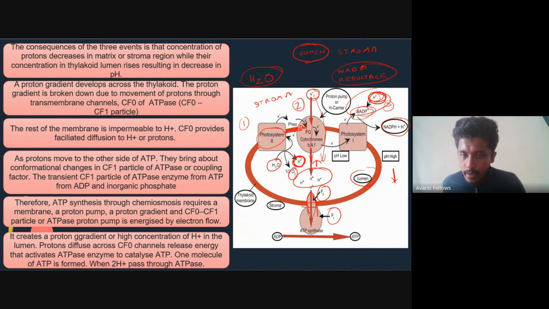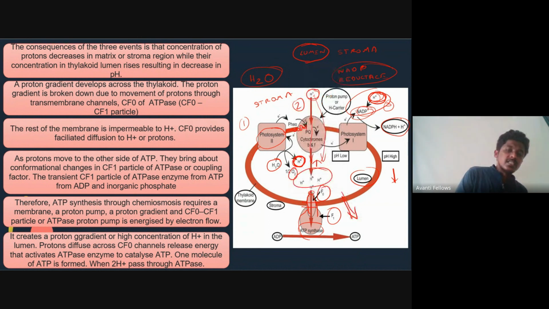And the CF1 contains a special portion where the small changes in structural configuration that happen in the CF1 activate the enzyme called ATP synthetase. Now what is happening? The CF0 here can detect a high amount of hydrogen concentration in the lumen. Once it detects high hydrogen concentration in the lumen, it starts pumping the hydrogen from the inside of the thylakoid to the outside of the thylakoid.